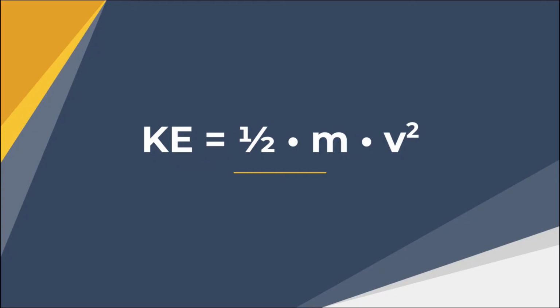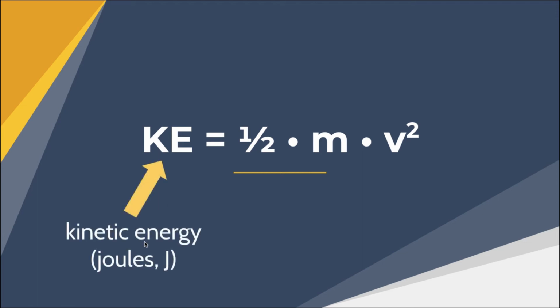So here's our second equation. KE equals 1/2 times m times v squared. So think to yourself, what do you think KE stands for? What do you think this formula lets us calculate? Hopefully you said kinetic energy, and we measure energy in joules. If you spell it out, it's a lowercase j. If you shorten it to one letter, it's just a capital J.